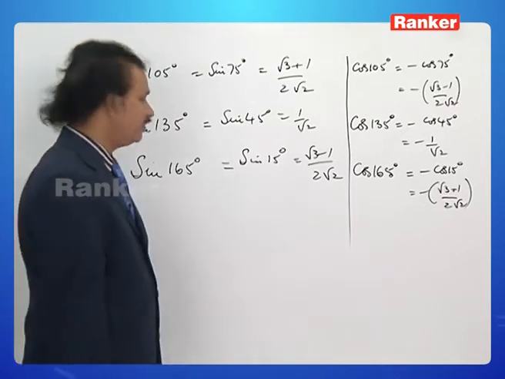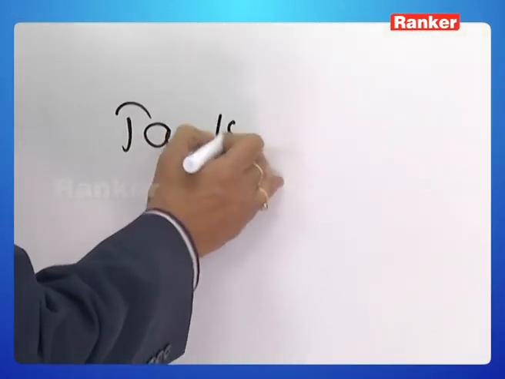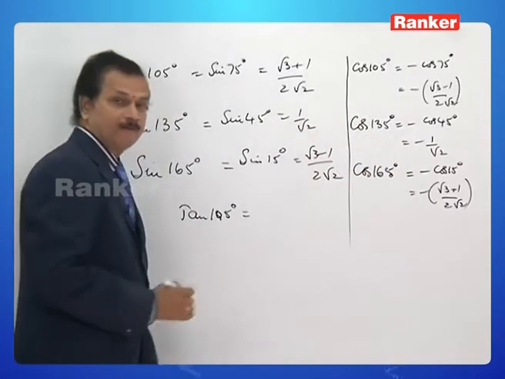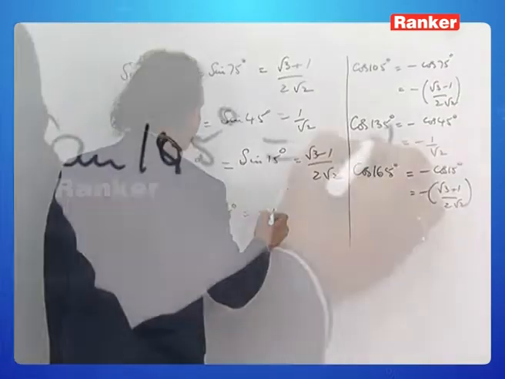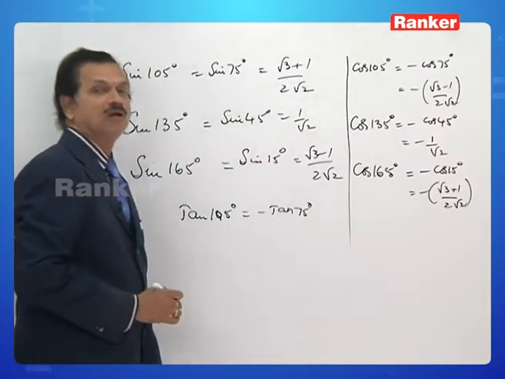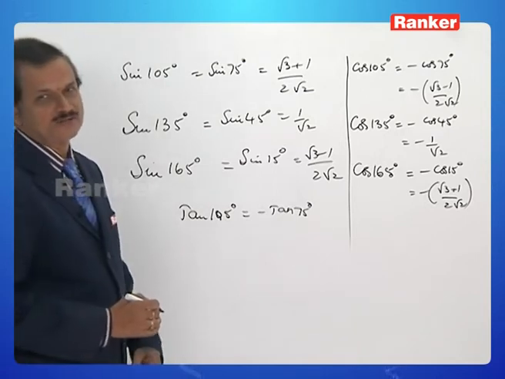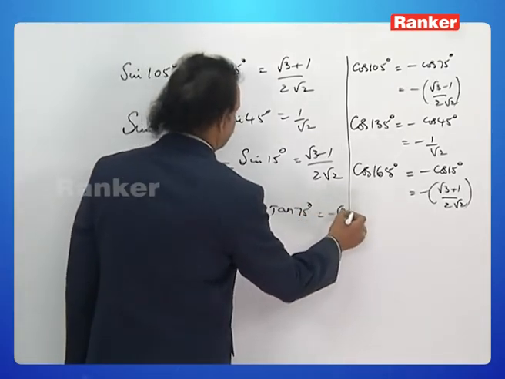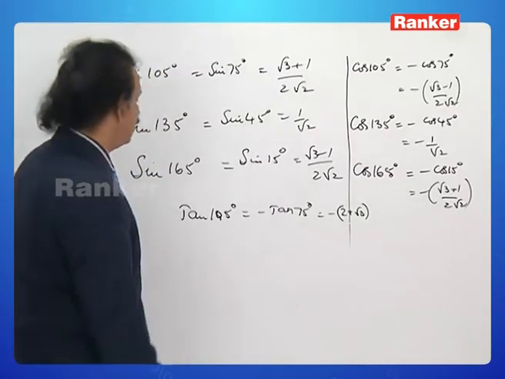Why not? You can. What is tan 105? Tan 105 degrees is nothing but minus tan 75. Why is it minus tan 75? 105 degrees and 75 degrees are supplementary. Therefore, tan A is equal to minus tan B, isn't it? So this is nothing but minus of 2 plus root 3.